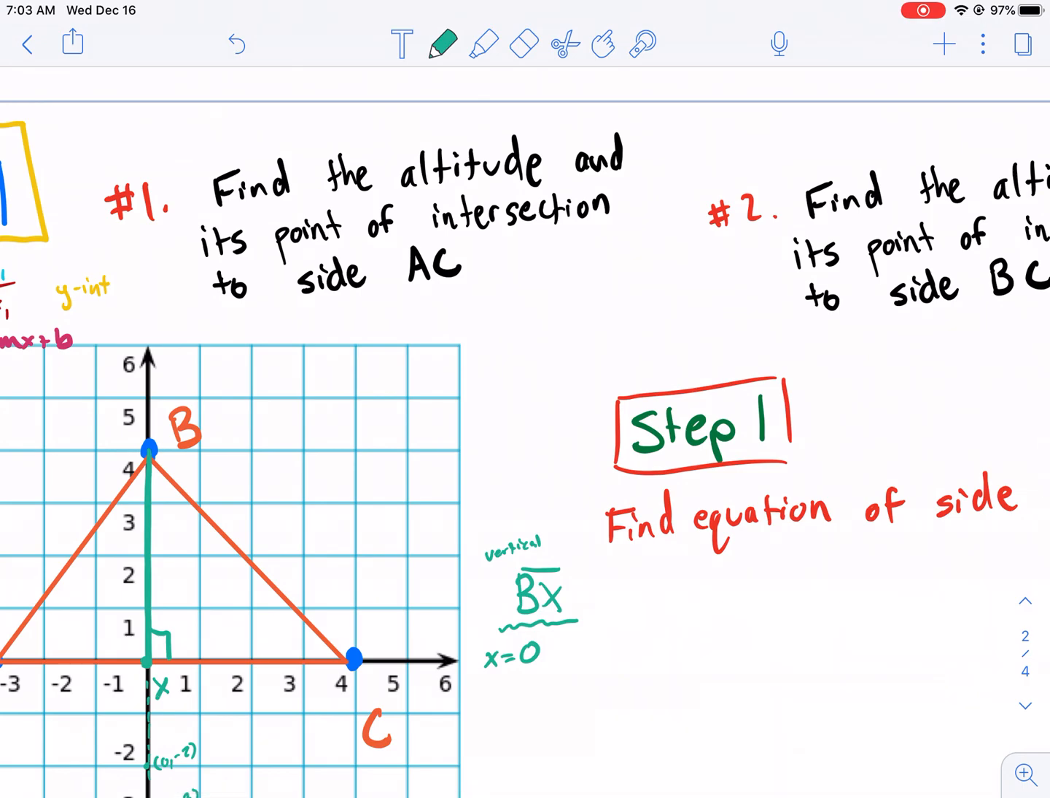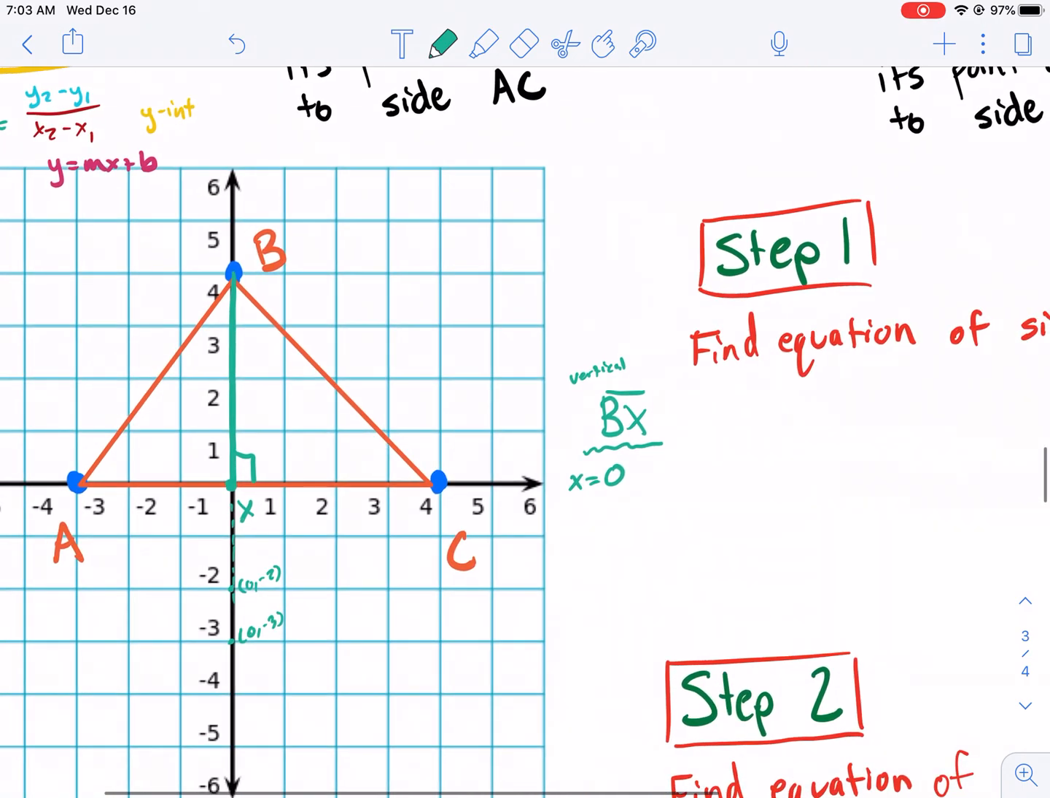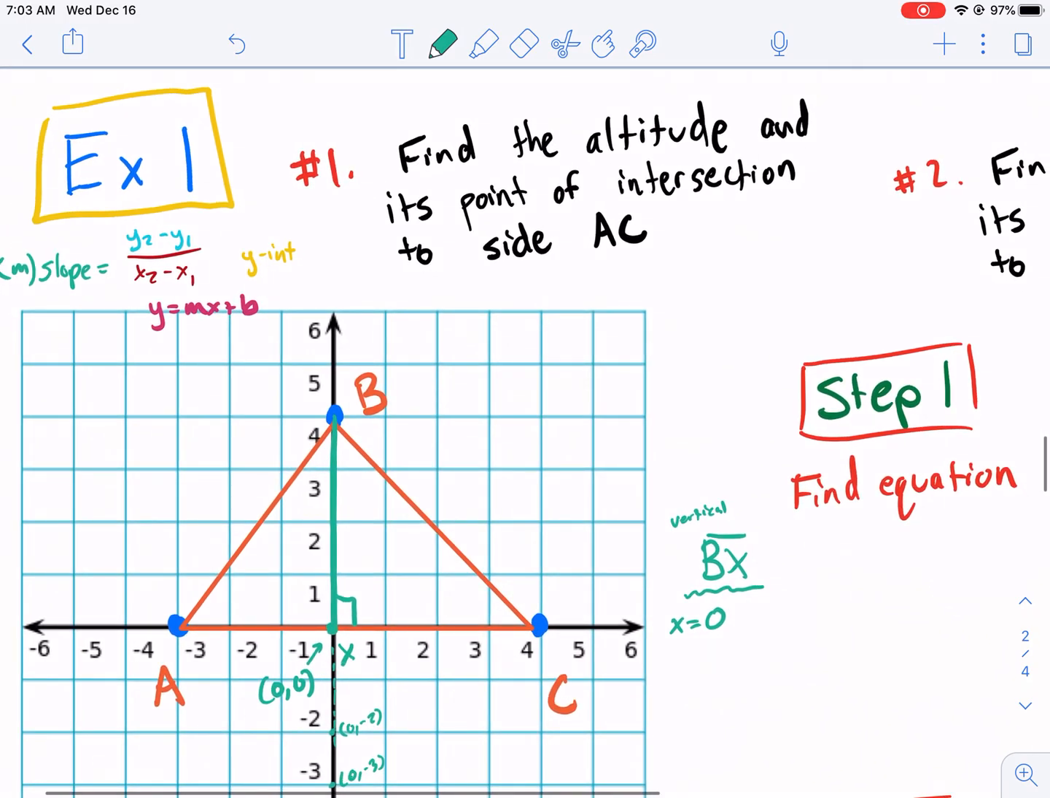Find the altitude and its point of intersection to the side AC. So the point of intersection here is 0, 0. All right. So we got BX pretty much down. It also intersects 0, 4 up at the top. 0, 4. Okay? One altitude down.